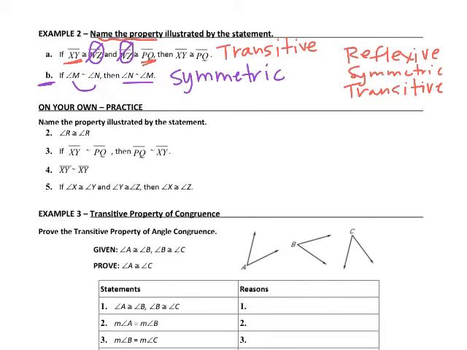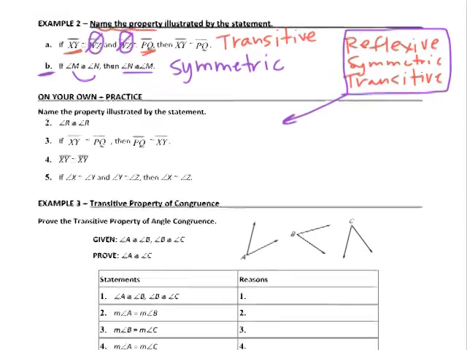All right, and then you're going to do numbers 2 through 5 on your own. All you're doing again is using the 3 choices over here, and you're going to make a decision on what each of those statements, which property each of those statements is using. And I'm going to go ahead and do example number 3.